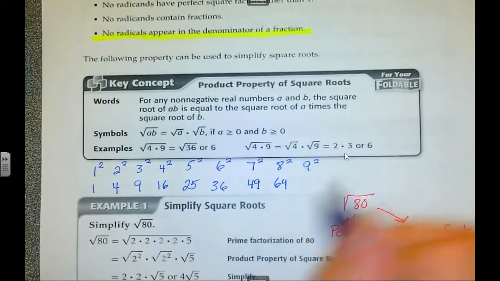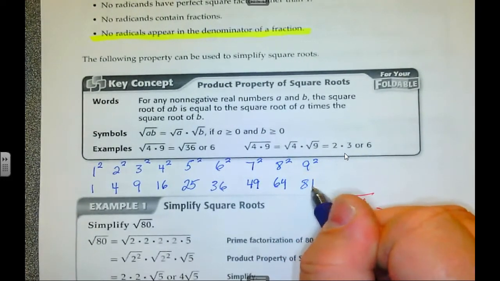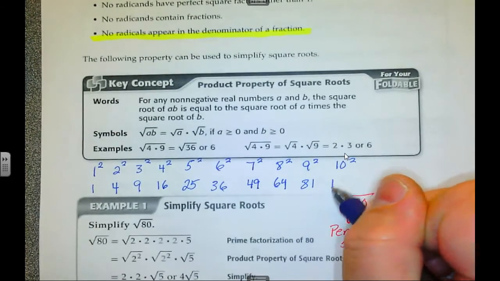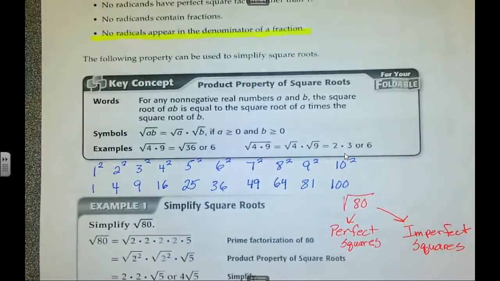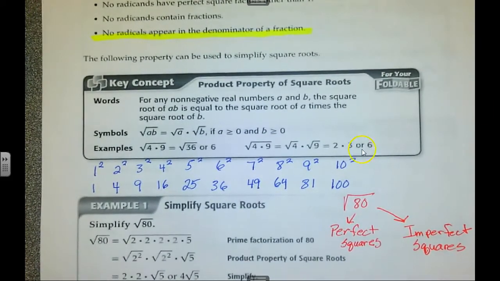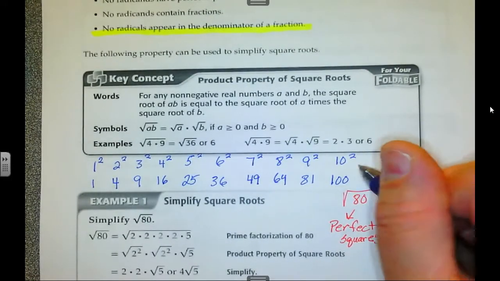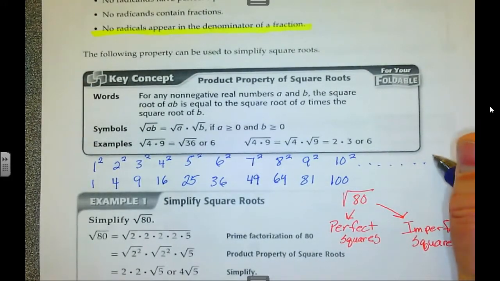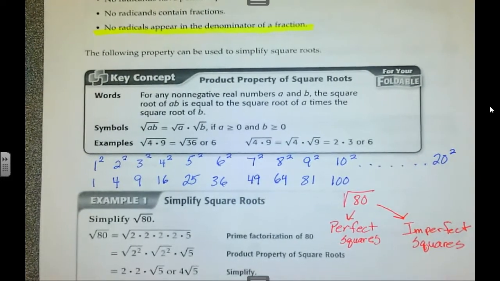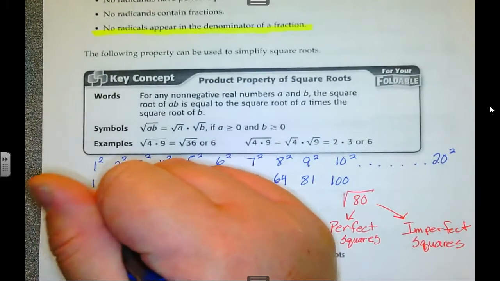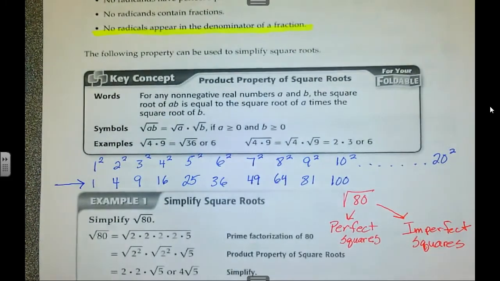9 squared? And 10 squared? 100. That'll be good for this class. When you get to Algebra 2, you're probably going to be expected to do it all the way to 20 squared. Okay? At least 15 squared. Now, these products, all of these squares here, these are our perfect squares.